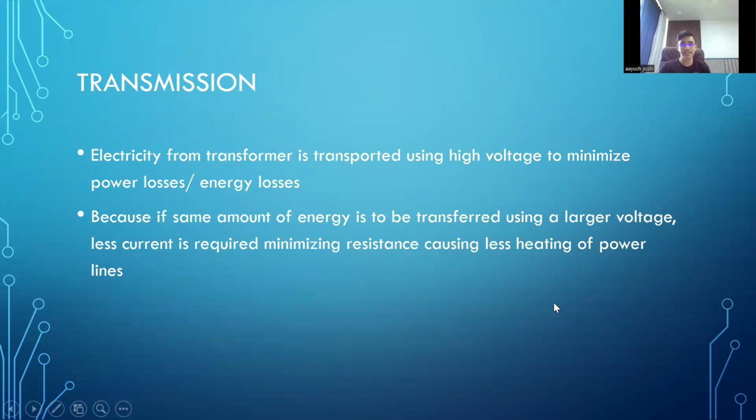That would mean that there is less current flowing through, which means that there is less resistance, which would mean that the power line is not heating up very much. That would mean that there is a less chance of a fire or a burning hazard or a shock hazard. So you need to transfer electricity at very high voltages. I just gave you a small number, but the actual amount is much higher than you think.